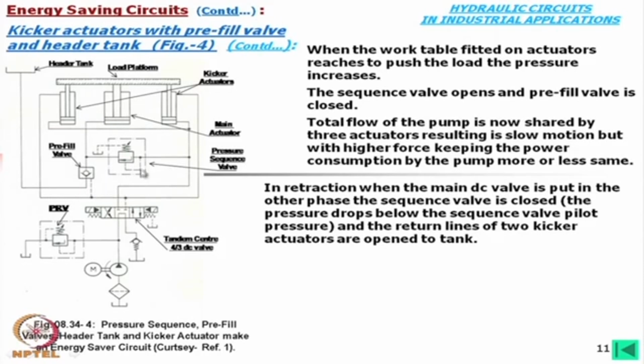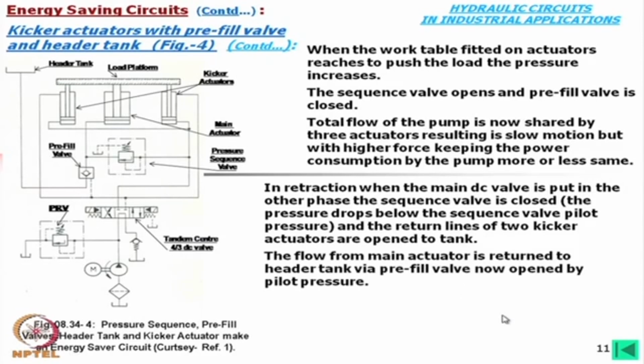What is done in that case? The sequence valve is closed again. Due to this, sequence valve is closed because we do not have sufficient pressure, and the return line of 2 kicker actuators are open to this tank. Okay. This much we have learned, but we still do not know what is happening to this main cylinder flow.